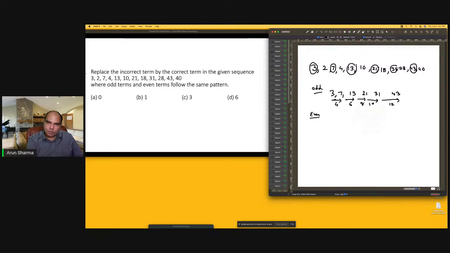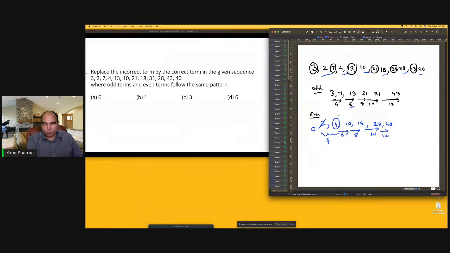Now if I go for even terms, my series of even terms here is 2, 4, 10, 18, 28, and 40. These are the terms that I can see in this question. So in this, plus 6 is mapped, plus 8 is mapped, plus 10 is mapped, and plus 12 is mapped. All of these are mapped. The only one which is not mapped is this one, and this should be a plus 4. And I cannot change this 4, so I have to change this 2 to 0.